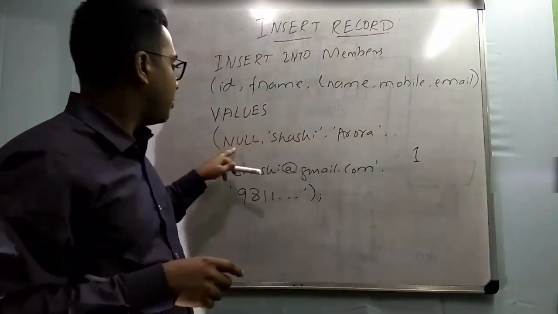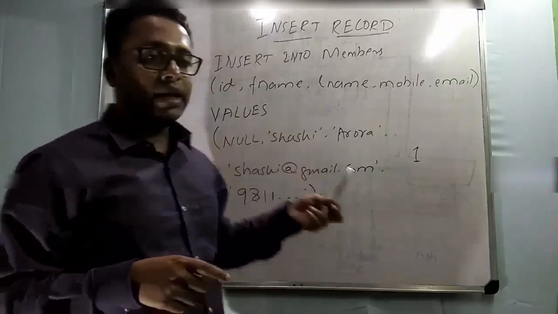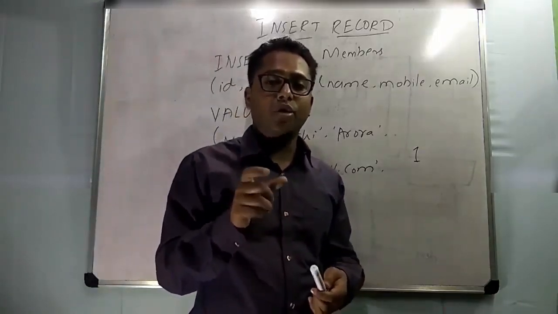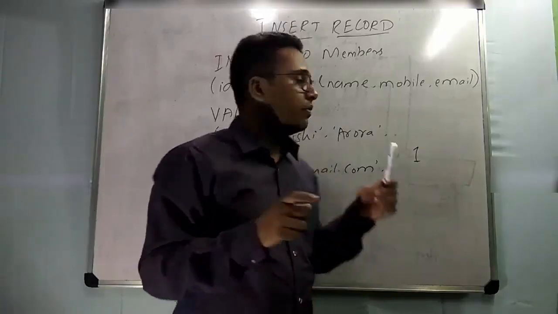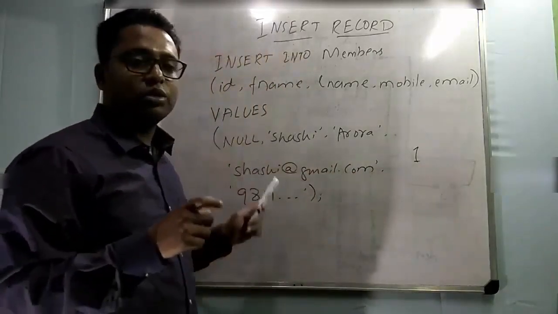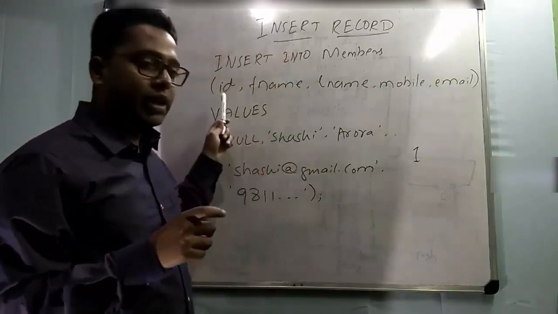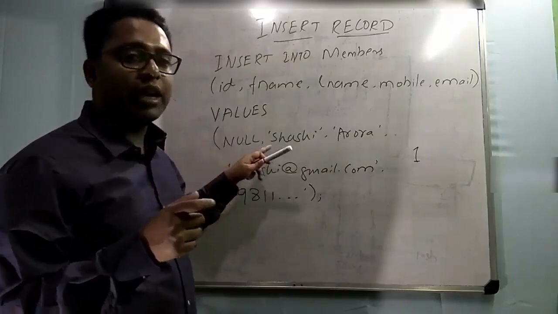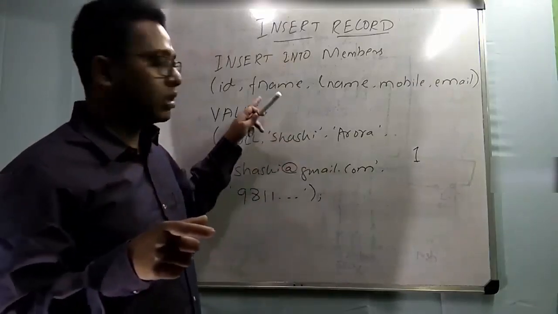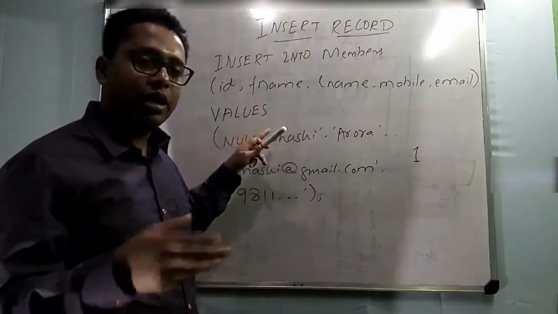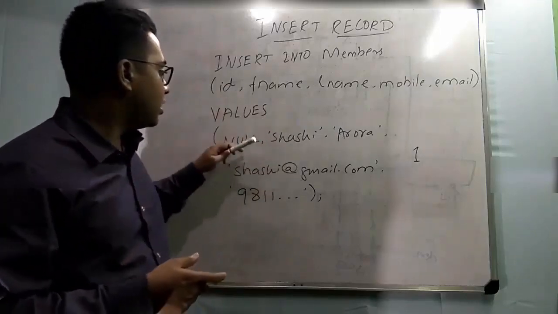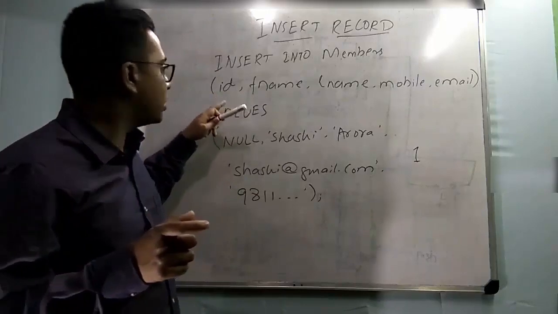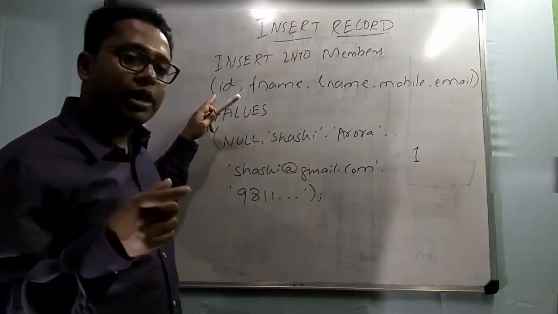Instead of 1, I'm typing null, because while creating the table, I set a constraint like auto increment. I want the value for the field ID to be automatically generated as soon as the data gets entered inside the table, for the first record, for the second record, or for any of the records. That's why I have written null. So the ID field will be auto incremented, and the value for this ID will automatically get incremented.